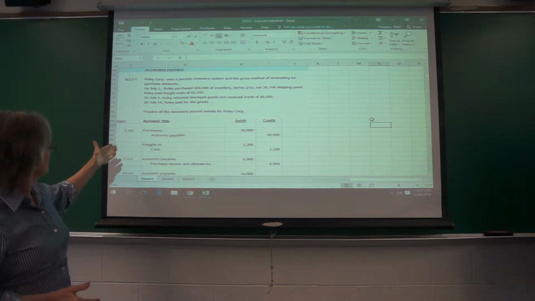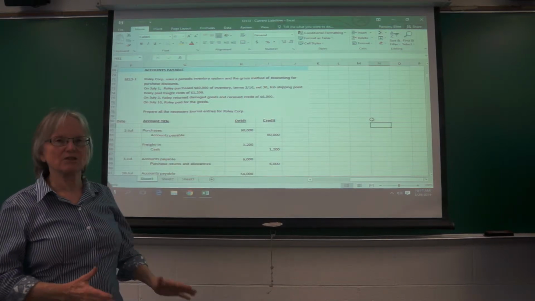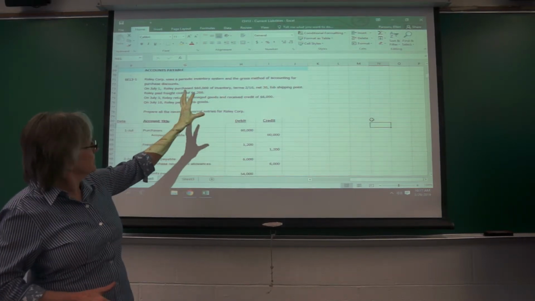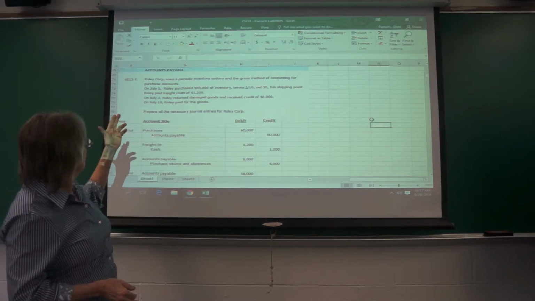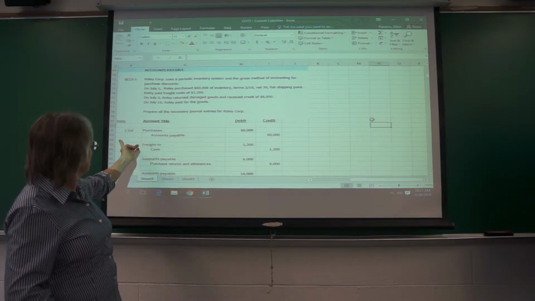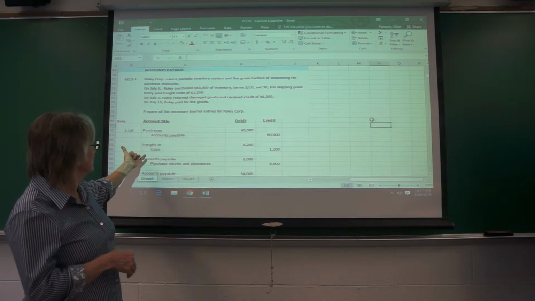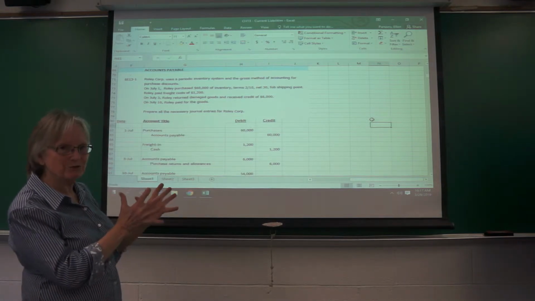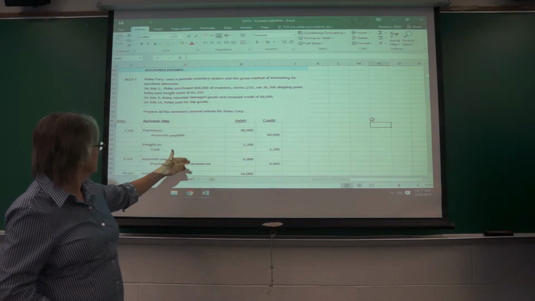So July 1st, when they do it, it's going to be purchases and accounts payable for the $60,000. All of the other information comes into play later. They also paid freight costs of $1,200. So freight in your periodic system is the account that you would use. If you were using a perpetual, it would just go into your merchandise inventory account. So freight in would be $1,200 and cash.